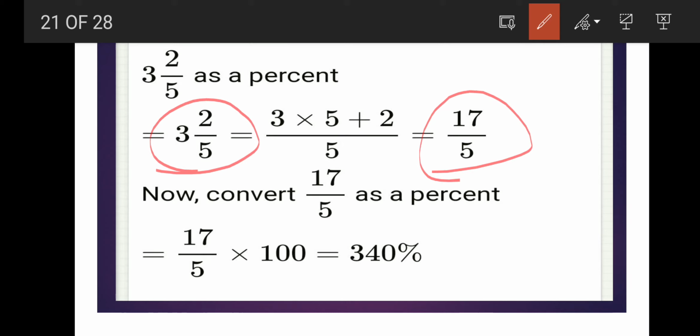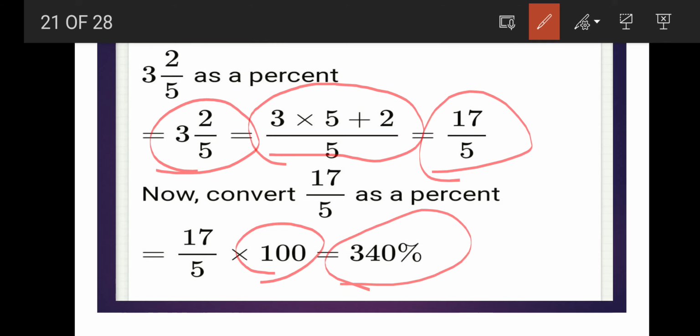We know how to convert, but still here I have typed this method, this step, how to convert this mixed fraction into the proper fraction. Now we'll convert it as a percent, and you know what is the rule. When you have to convert any fraction or any number as a percent, what we do, we multiply with 100. Clear? So here also we'll multiply with 100, and after doing the calculation, you will get 340%.